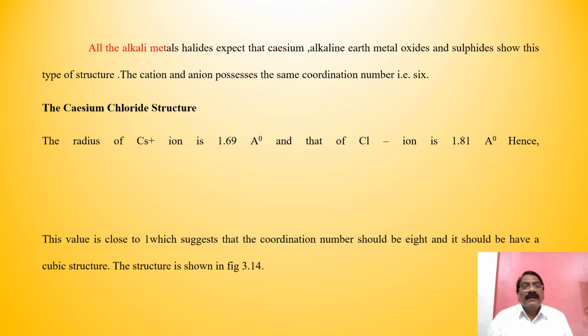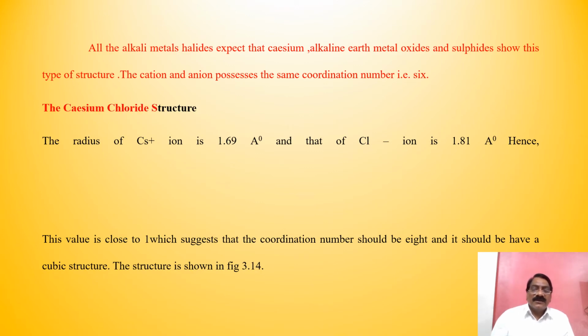All the alkali metal halides except cesium, and the alkaline earth metal oxides and sulfides show this type of structure. The cation and anion possess the same coordination number, that is 6.